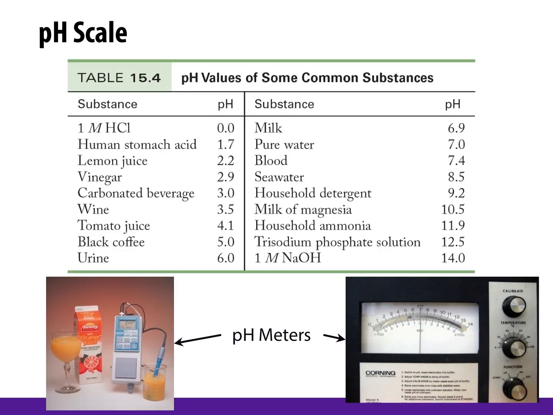So here's some pHs of common substances. Note that pH can be negative or greater than 14. That would just be a concentration of H3O plus that's greater than 1 molar, or a concentration of OH minus that's greater than 1 molar. Most of our foods here are somewhat acidic. Blood, seawater, some other cleaning products and things like that are slightly basic.